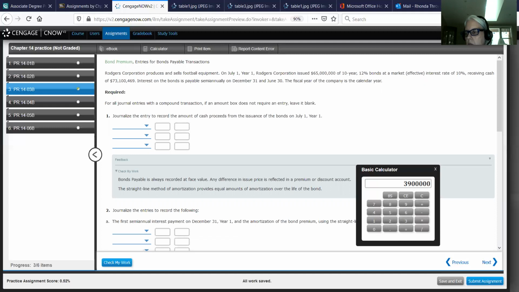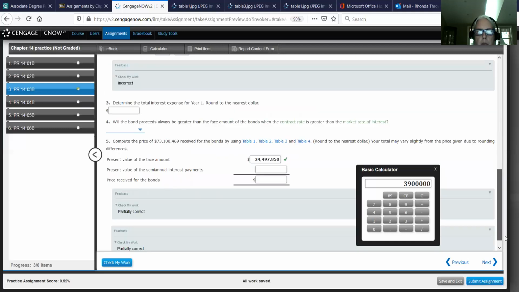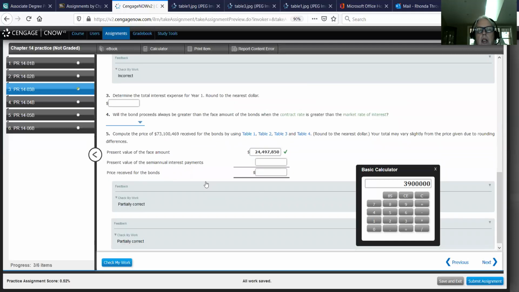Write this down. $3,900,000 is your bond interest payment every 6 months. We have to know this before we can determine the present value of the interest payments for this particular problem. So this is your interest payment amount. Write that down, $3,900,000.